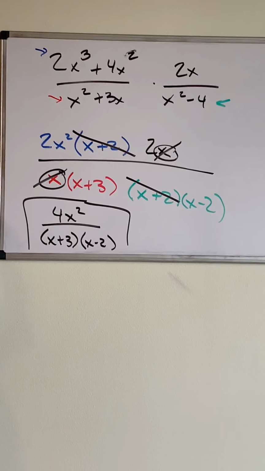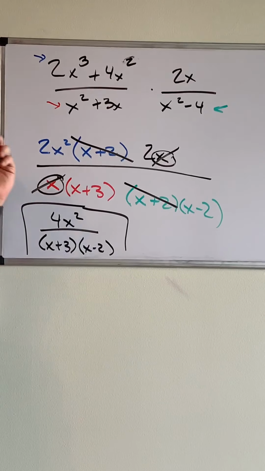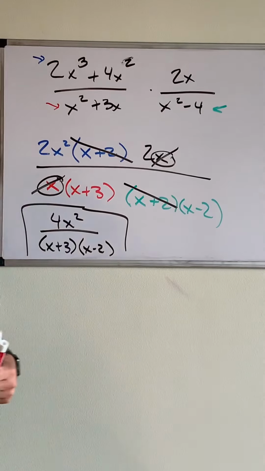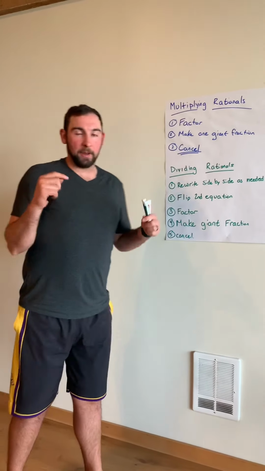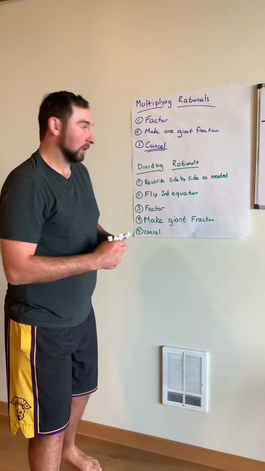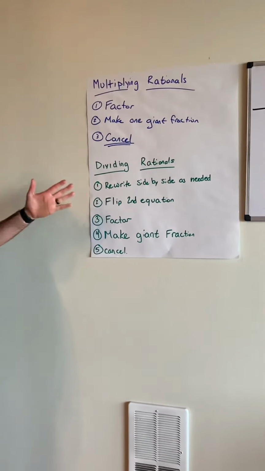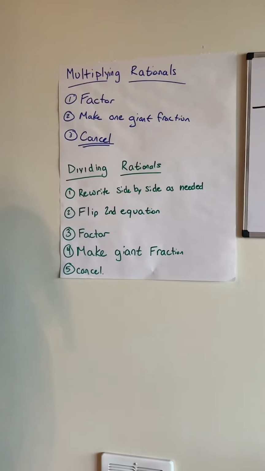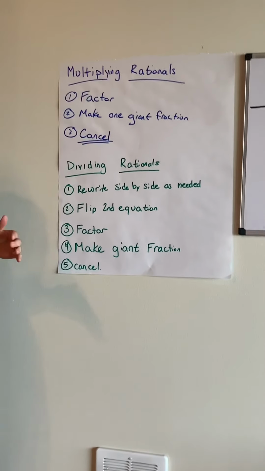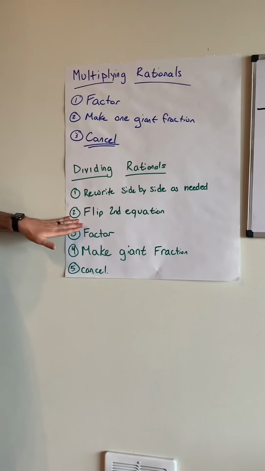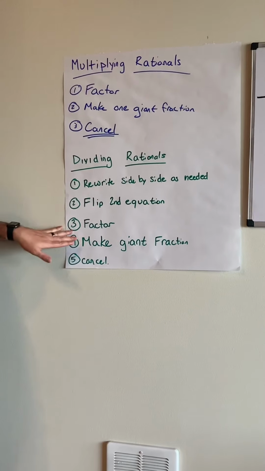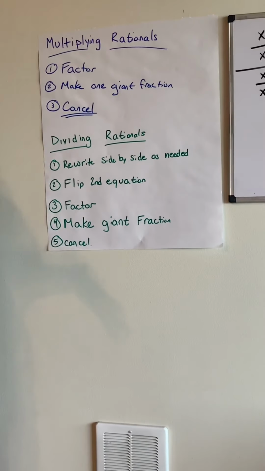Okay, we're gonna cut just for a second and I will write up our division problem and we'll get back to it. All right, so we're back and we have our last example, which is the dividing. So the dividing one, you have to rewrite it as needed. If it's already written in a side-by-side type of form, you don't need to necessarily do step 1. 2, flip that second equation. 3, factor, make it a giant fraction, and cancel.